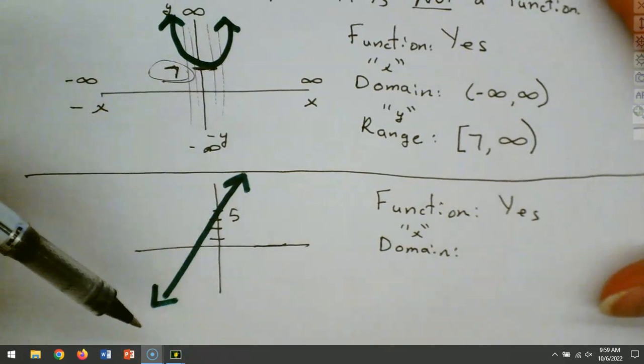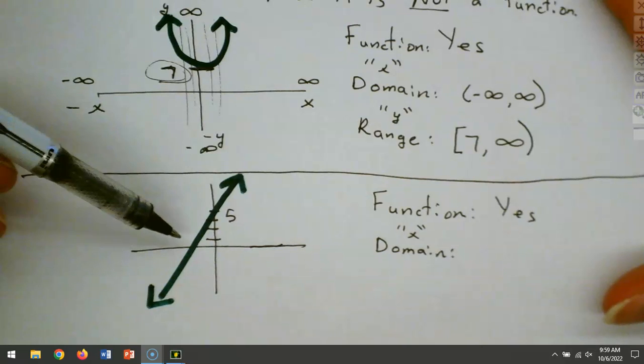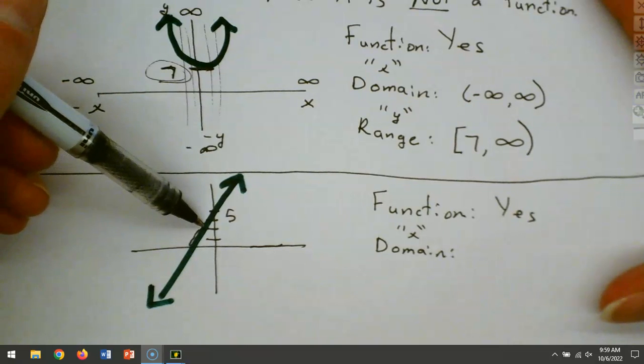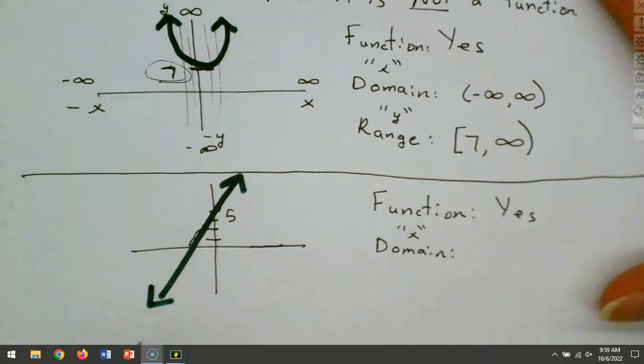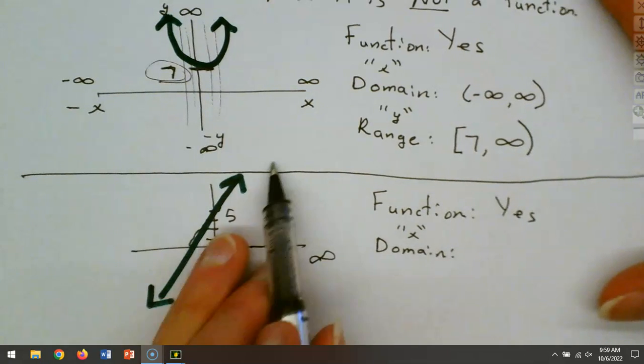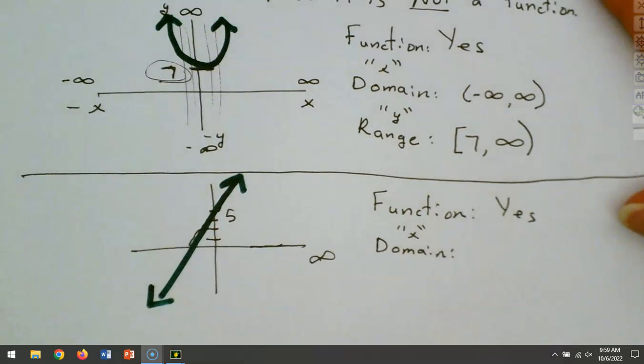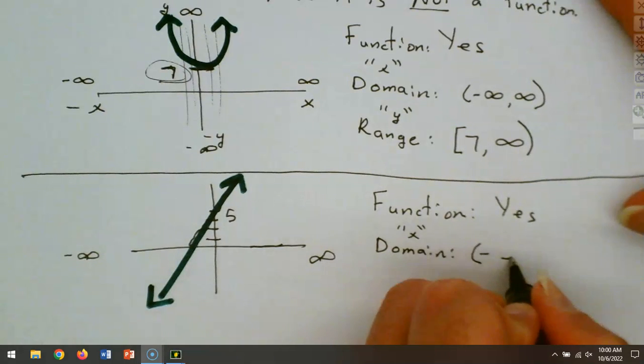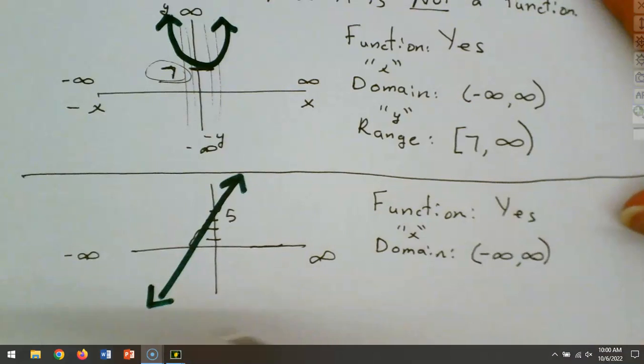Let's think about what we do here. When we talk about the domain, what are we looking at? Okay, we're looking at the x values, left and right. So as this line goes up, what is it doing? It's going up, and it's also going over to the right. And as we go down, and we follow the graph, what is it doing? It's going down, and it's also going back where? To the left. So what would my domain be? Negative to positive infinity, because it's going down to the left, up to the right.